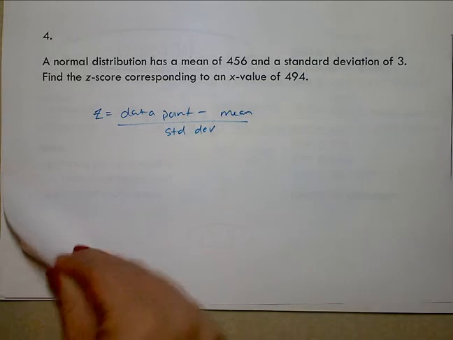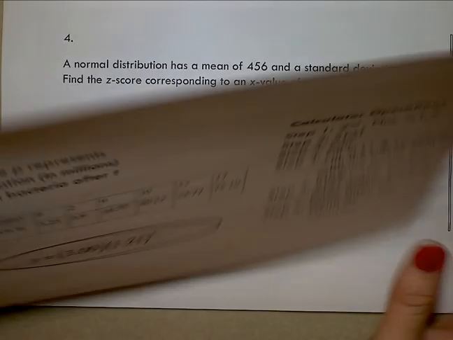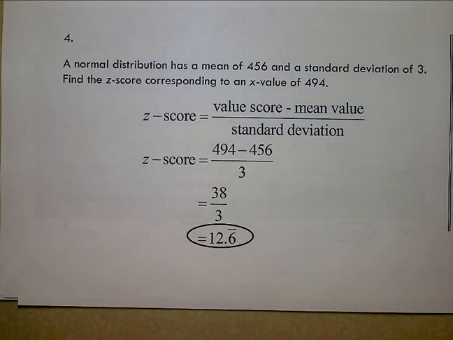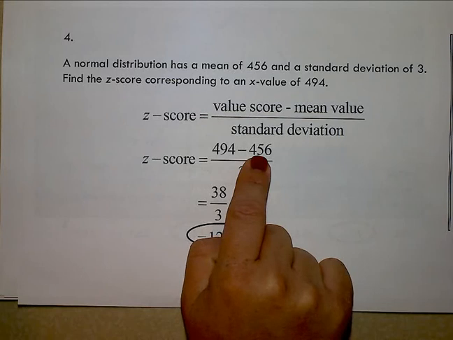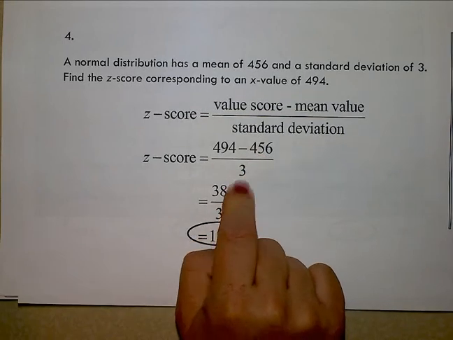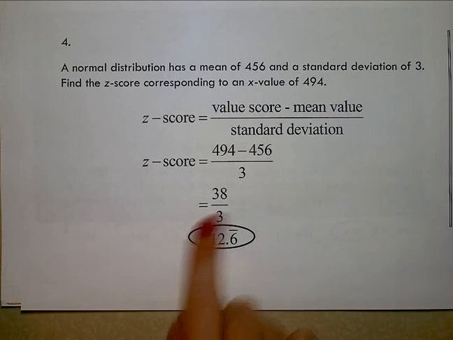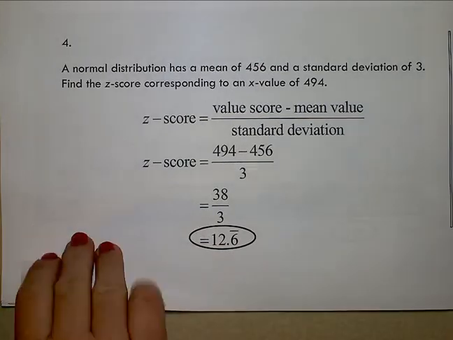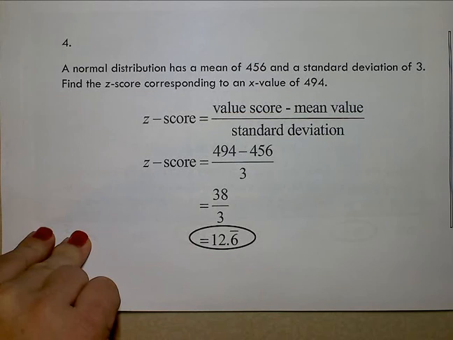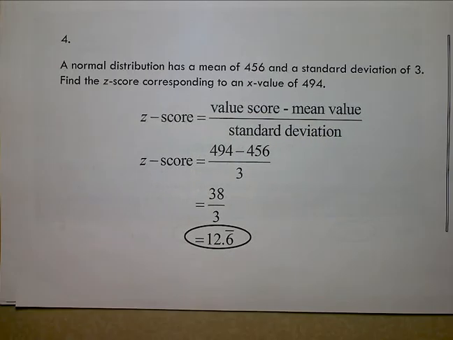So in this particular case, and they put value score, which is the same as data point. We have 494, subtract 456, achieve this answer, then divide it by a standard deviation of 3, and this is what we have for an answer, a z-score of 12.6 repeating. You absolutely will have to find a z-score on your test. So if this is something you're not comfortable with, please put a circle around it.